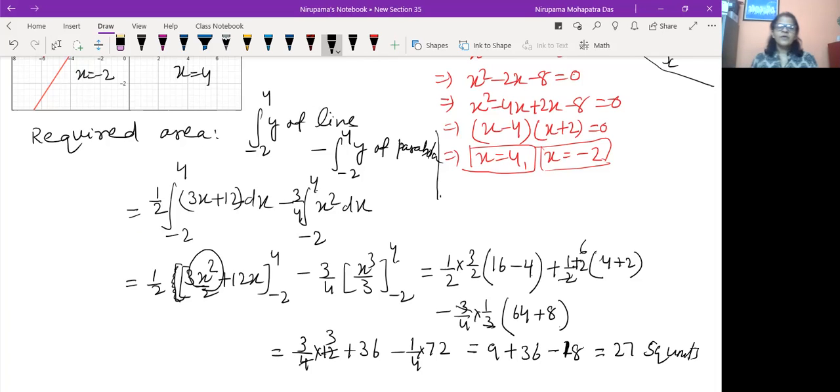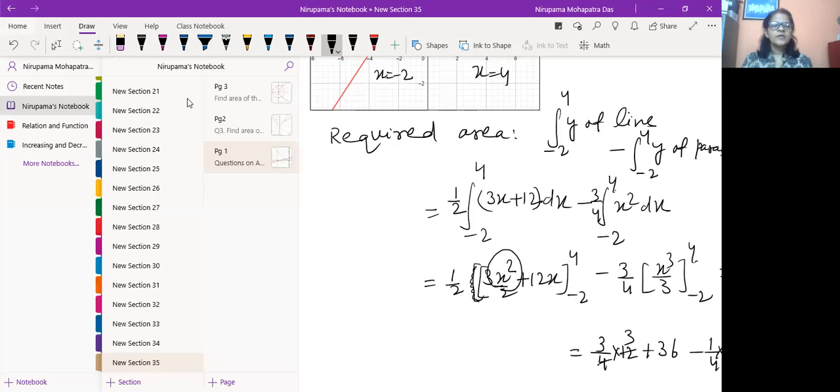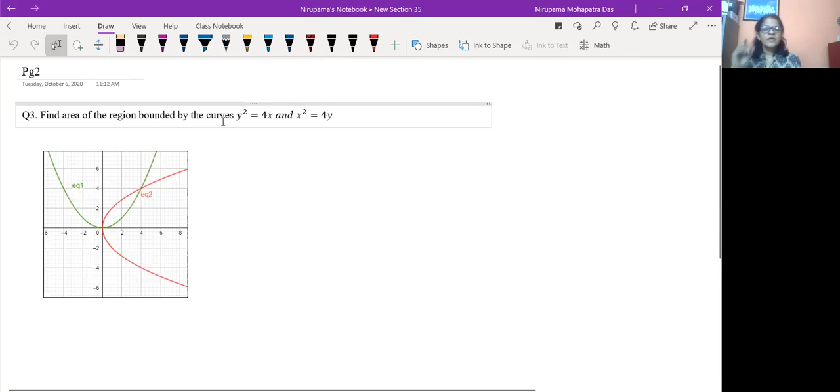Is it clear? When you are given a line and a parabola, the area of the region bounded by the line and parabola can be done in this way. Whether the parabola opens towards the right side of the x-axis or left side, or upward direction or downward direction, anything is fine. So the next one is very, very simple.